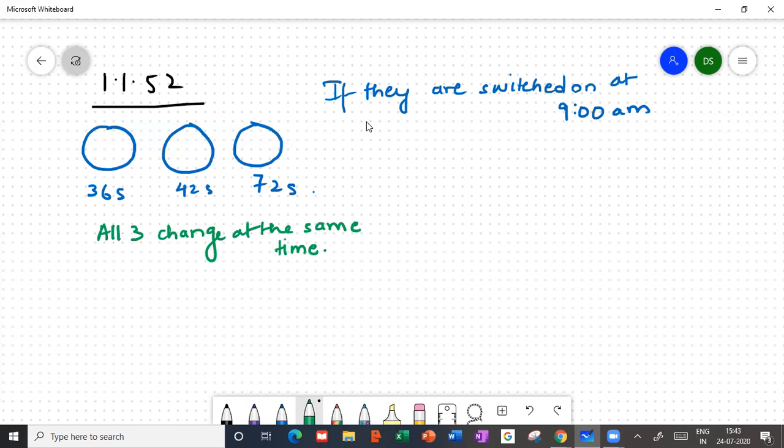Right. So this fact leads you to say that you need to find the LCM, because you need to find the lowest common value that will give you the time. If you add that value to this time, you will get the next time slot where all 3 will change together.